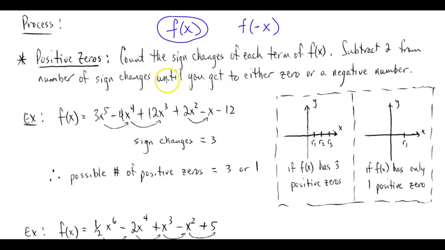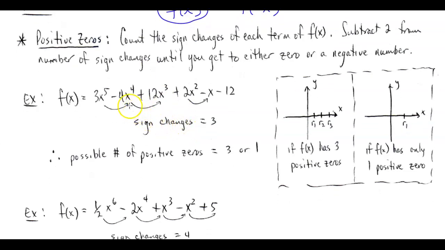We count the number of sign changes in each term of f of x. Once we count those total sign changes, we subtract 2 from that number and do it again, and again, until we get either 0 or a negative number. As you can see in this example, we have a total of 3 sign changes. We go from positive to negative once, then negative to positive, that's another, and then positive to negative again, that's a third. So the sign changes are 3.